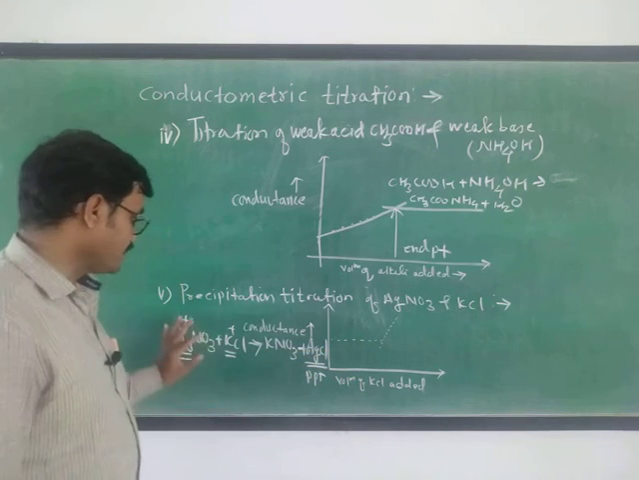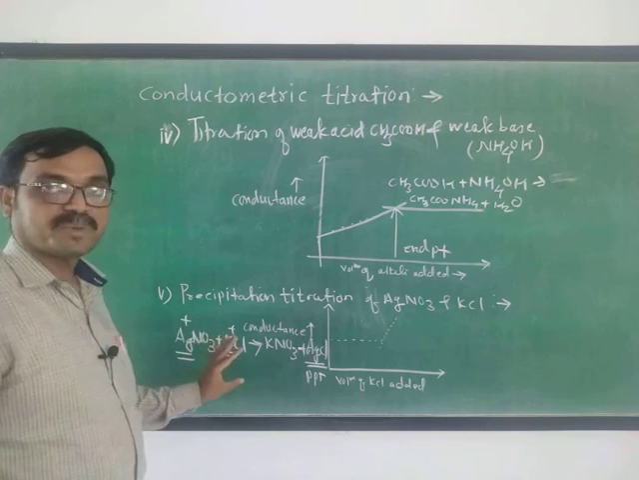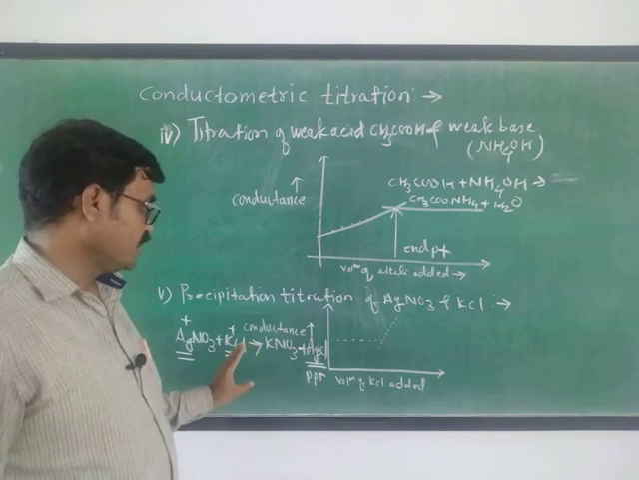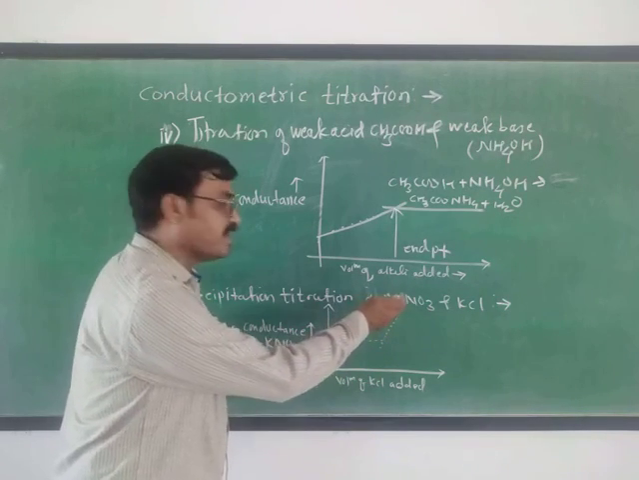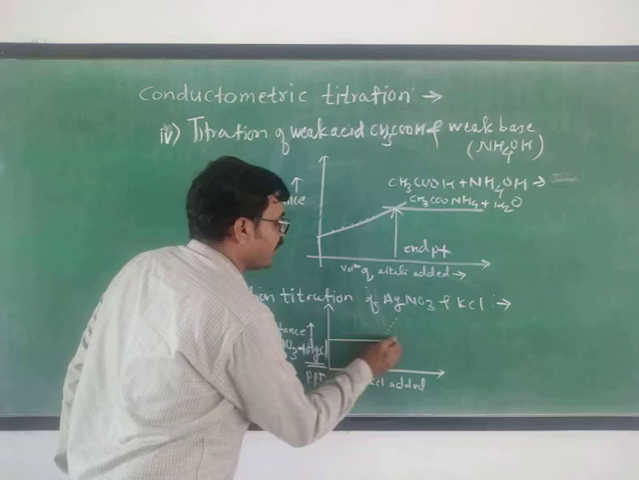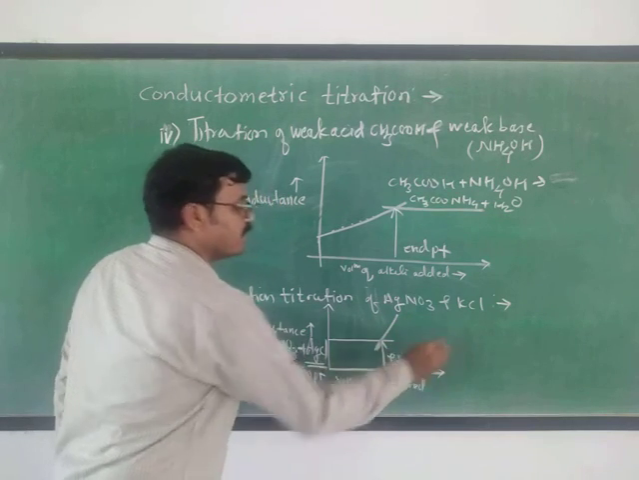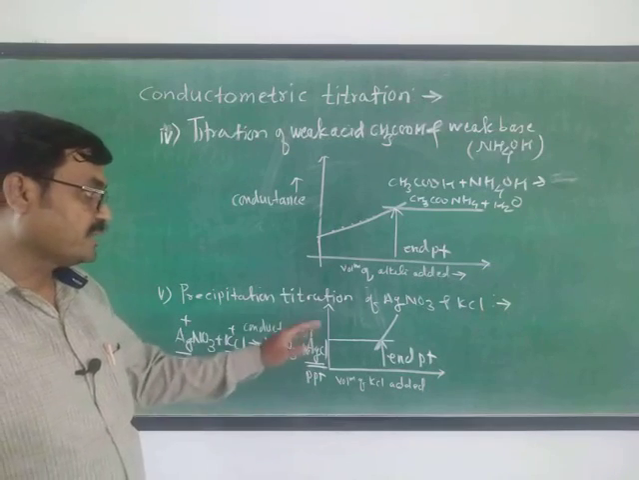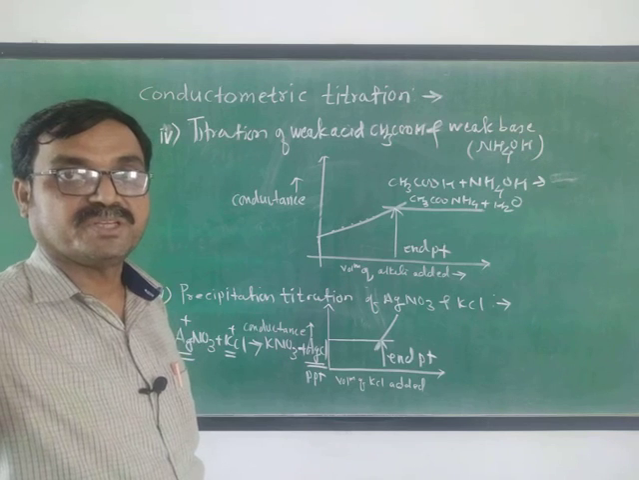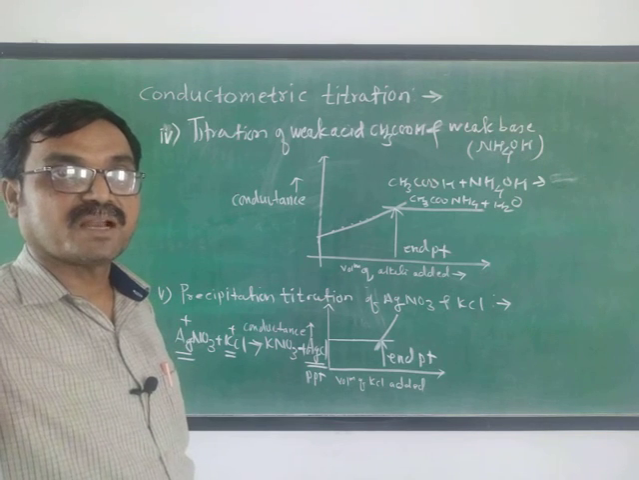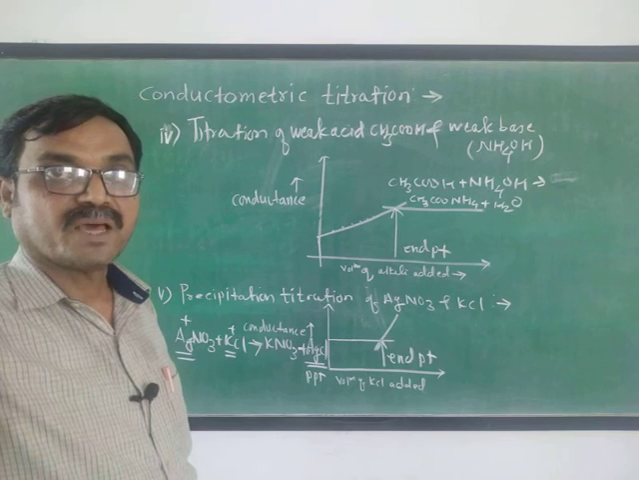And as soon as all this AgNO3 gets consumed and still our addition of KCl continues, due to strong electrolyte KCl, there will be an increase in the conductance, and if we extrapolate these two lines, you will get the end point here. Now this titration is called precipitation titration since AgCl is formed as a precipitate. Now in this way, these are nothing but the conductometric titrations. Are you getting clear?